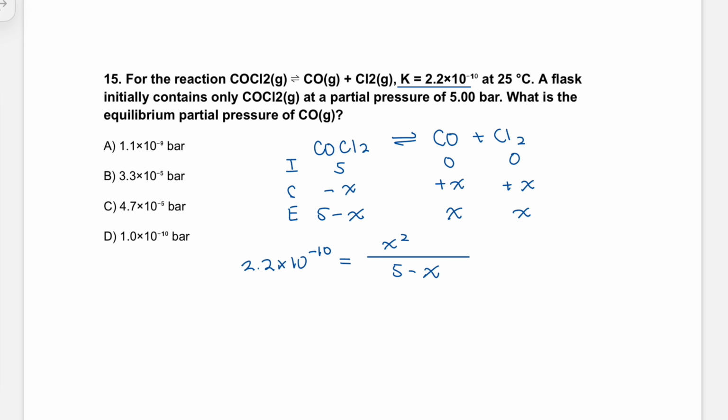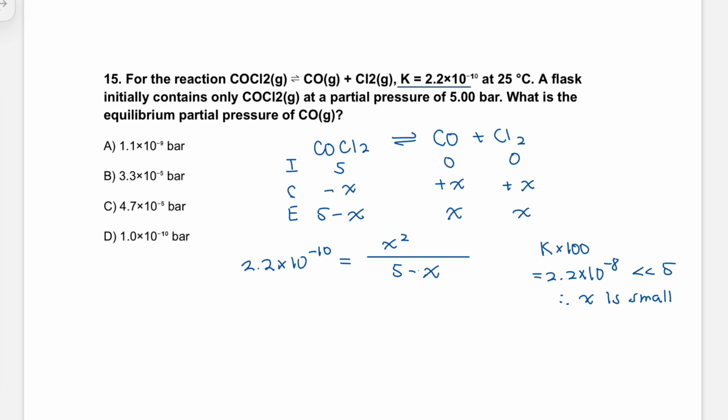So we could just calculate it like this, but we can also use the small x approximation to try to make our calculation a bit easier. So how do we know x is small? It's if K multiplied by 100 is less than the initial pressure, which is 5 in this case. So K times 100 is 2.2 times 10 to the negative 8, and this is still much smaller than 5. So therefore, we can confirm that x is small.